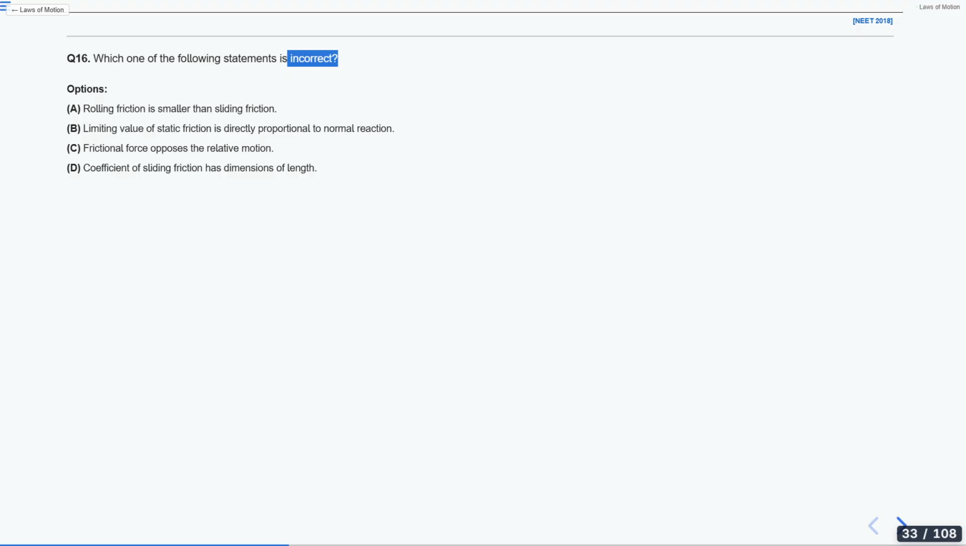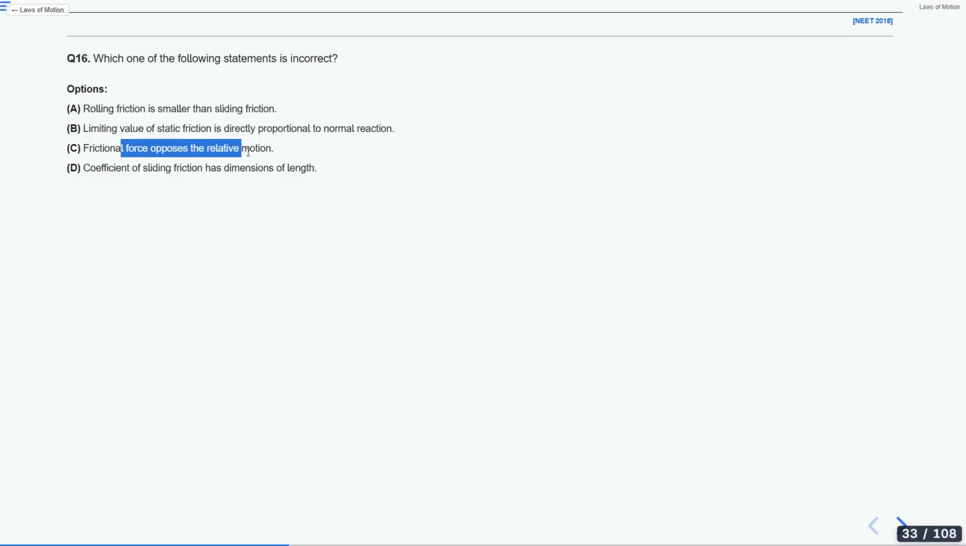Which of the following statements is incorrect? Please find the answer for this. The first option says that rolling friction is smaller than sliding friction. It's true. I am asking for the incorrect option. So A is correct, rolling friction is smaller than sliding friction. Obviously, the limiting value of static friction is directly proportional to normal reaction.